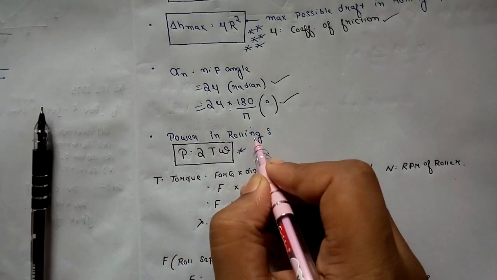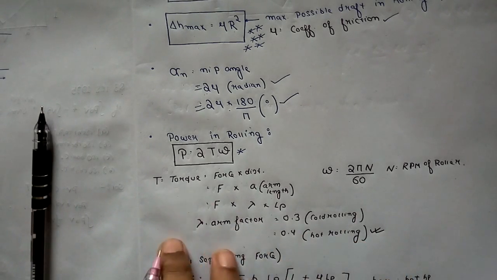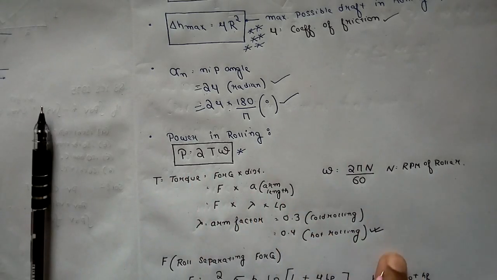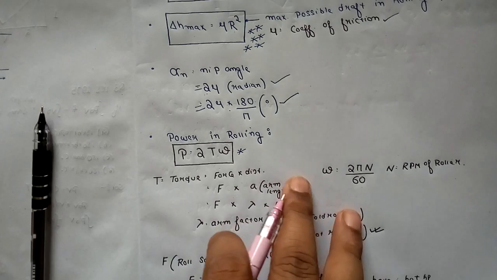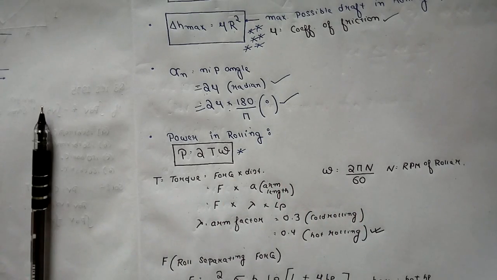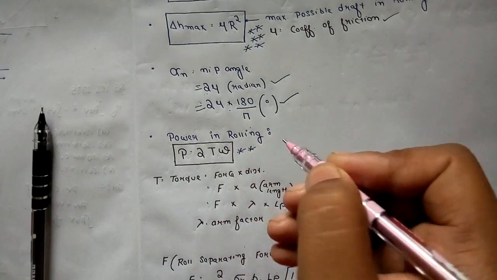That is the power in rolling. You will simply be given all the data, all the velocities, all the heights, and you will be asked to find the power in rolling. So you don't have to mug up all the formulas, just remember the procedure. Just remember the derivation. It is not a very lengthy derivation. You just have to remember how to find it.